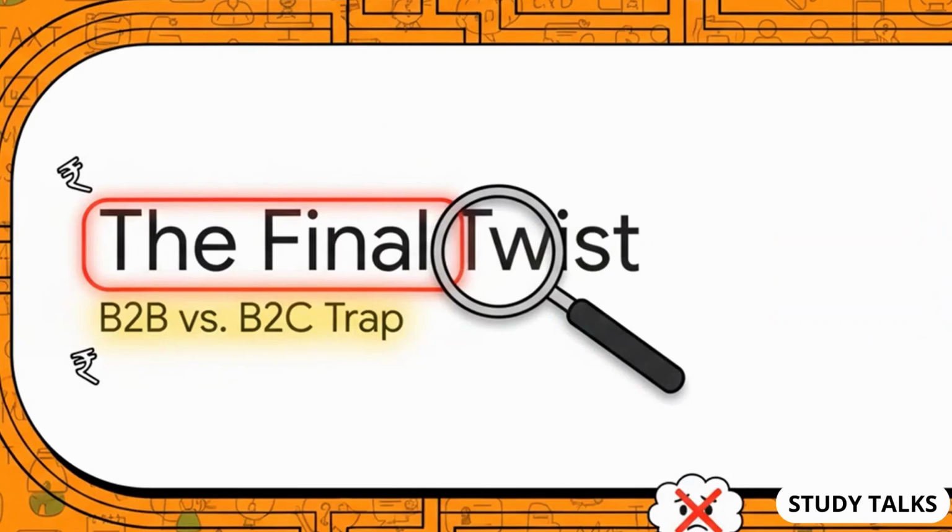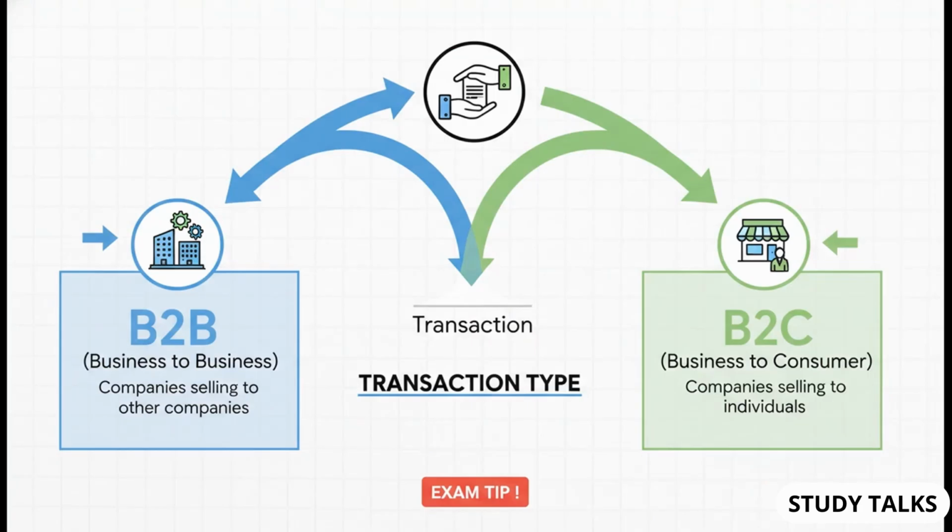Okay, so you've got your two keys. You're feeling confident. But wait, there's a final twist. And this, my friends, is the trap. This is where ICAI loves to catch students out, especially in those tricky MCQs. See, not all transactions are the same, and ICAI absolutely loves to test whether you know the difference. The whole game changes depending on one simple thing. Are we talking business to business or business to consumer?